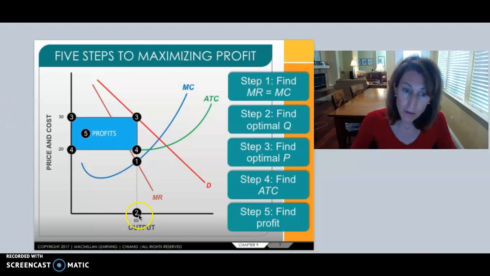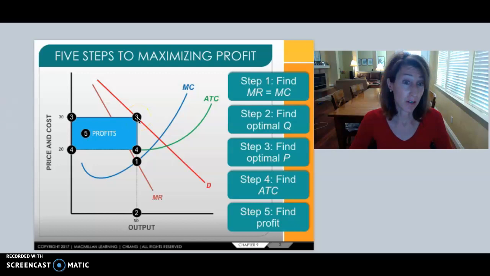Step 3, from this optimal quantity, go up to see what price will be charged. And the key insight here is you go all the way up to the demand curve, and then go left to read what price that corresponds to. Why do you go all the way up to the demand curve?